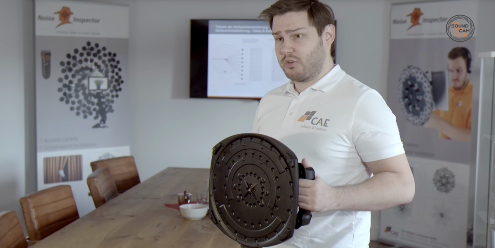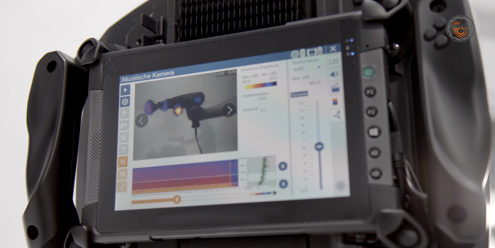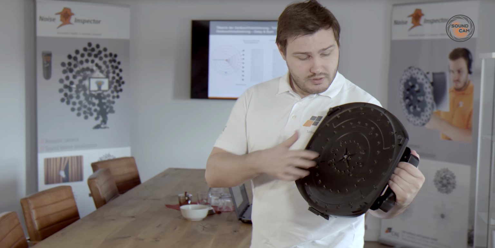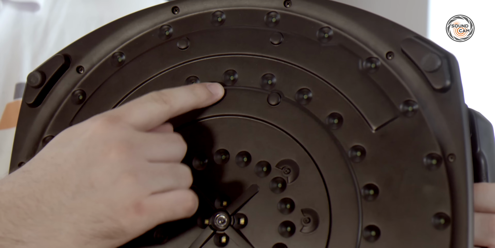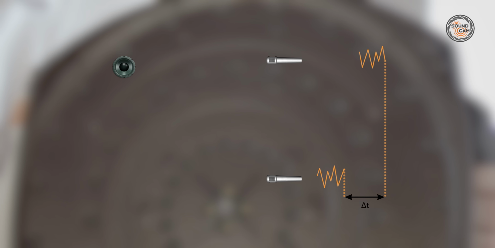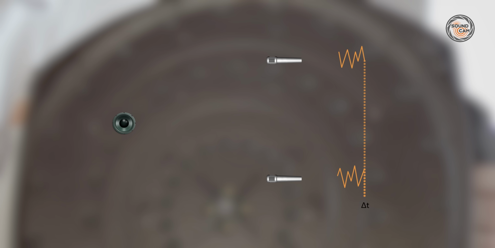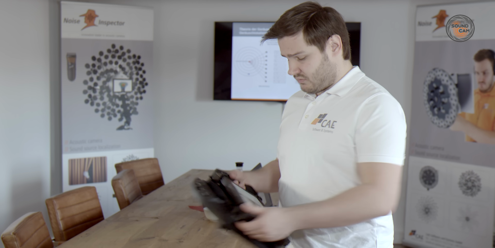This is the SoundCam. We use it to make sound visible. The system is simple, lightweight, portable, and robust. There are 64 microphones here that record acoustical data. The SoundCam then evaluates the data. It analyzes how long the different sounds have traveled, then calculates the exact positions of their sources and displays the information visually. It's kind of like GPS.